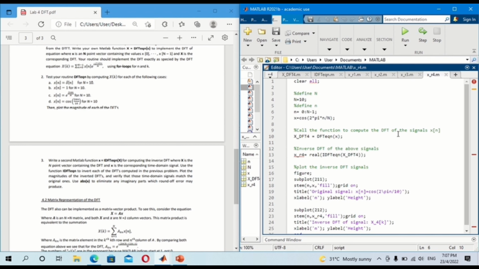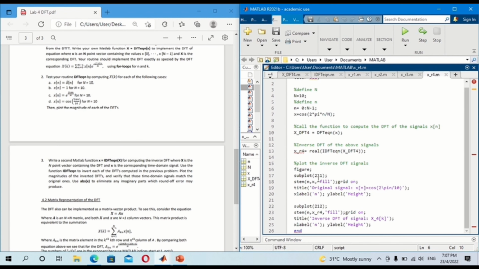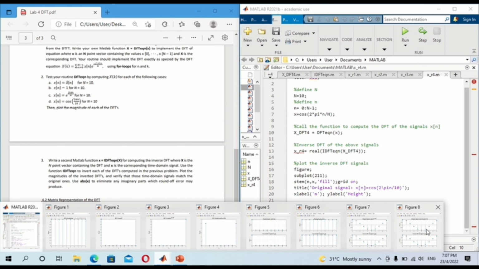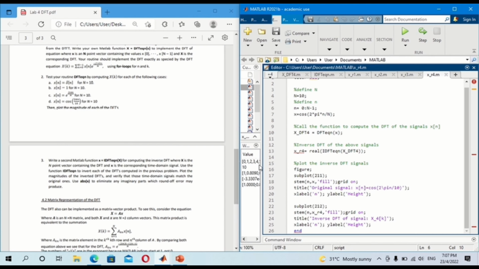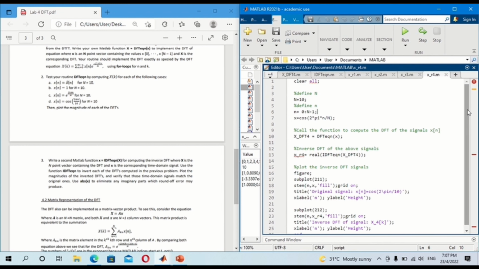And we also use the calling function for the DFT equation for case D, and find the inverse DFT for the above signal for case D. We also use the same function for plotting the graph, the original graph and the inverse graph. After we run the coding, we will get the result as this graph. In conclusion, we can conclude that the original and the inverse graph give the same signal.